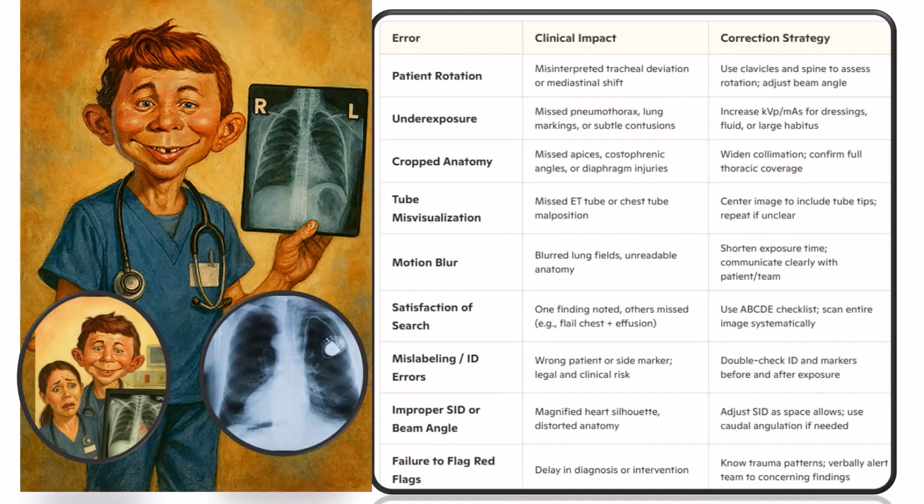I've created a chart of common errors that happen during a portable chest x-ray being taken in the emergency room under chaotic conditions. This table shows the clinical impact and the correction strategy. Take a moment to study this so you'll understand and avoid these errors in the future.